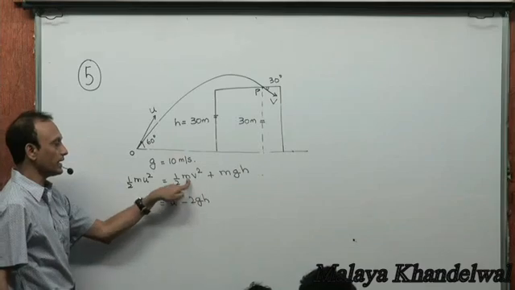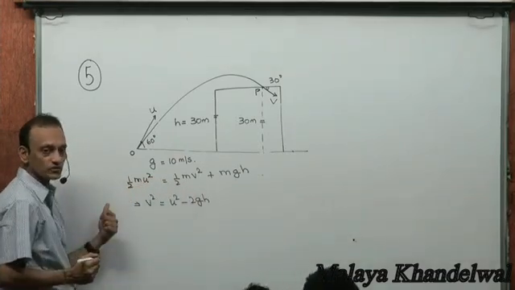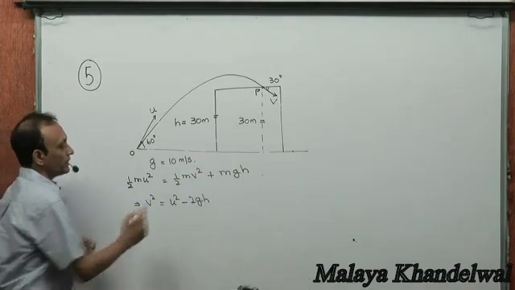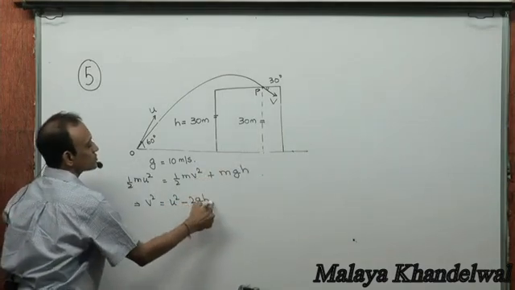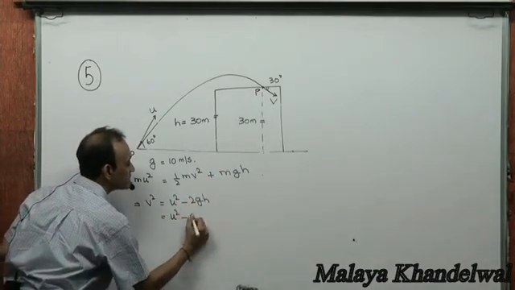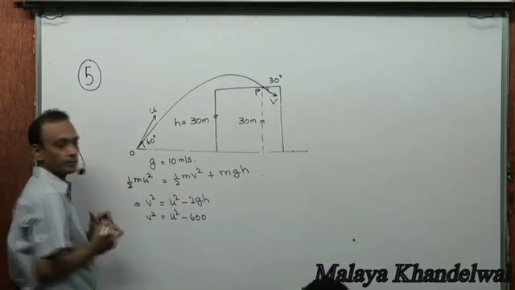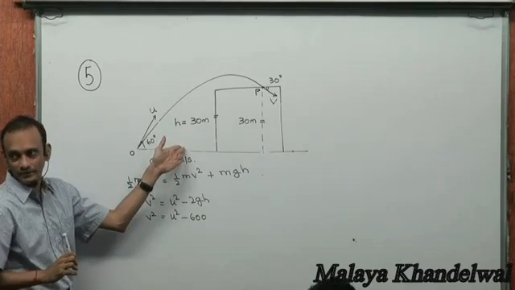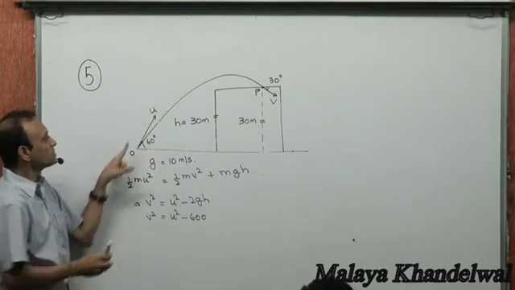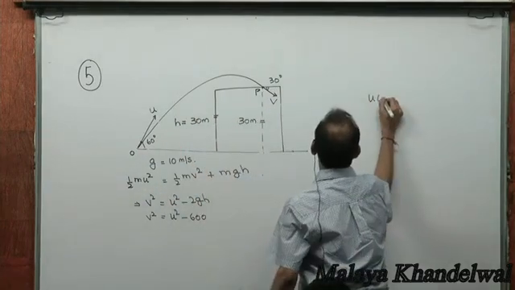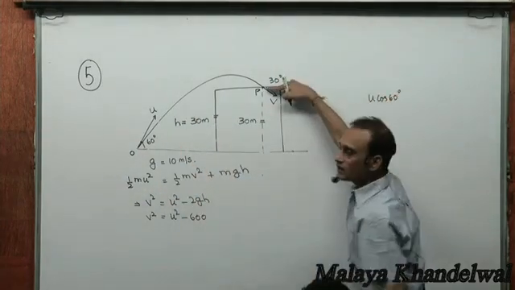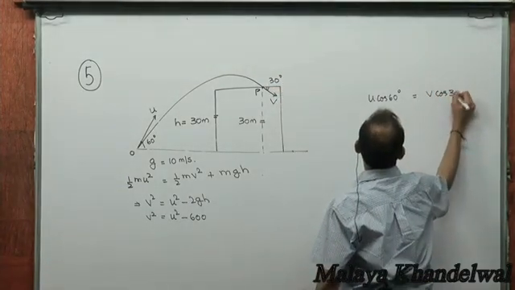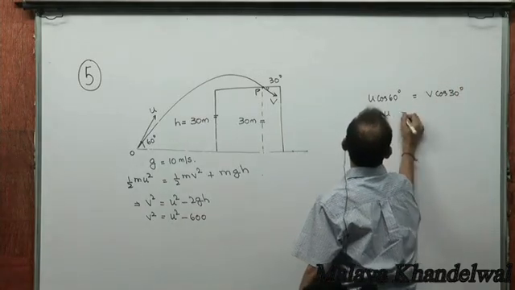Dividing by m, cancelling half, etc. This is what I get, cancelling m, right? Where h is 30 meters, so 2gh is 600, so this is u squared minus 600, that's v squared, right? Now, no matter what, the horizontal components will remain the same, right? What's the horizontal component here? U cos 60 degrees. What's the horizontal component here? V cos 30 degrees. That means u must be v root 3.